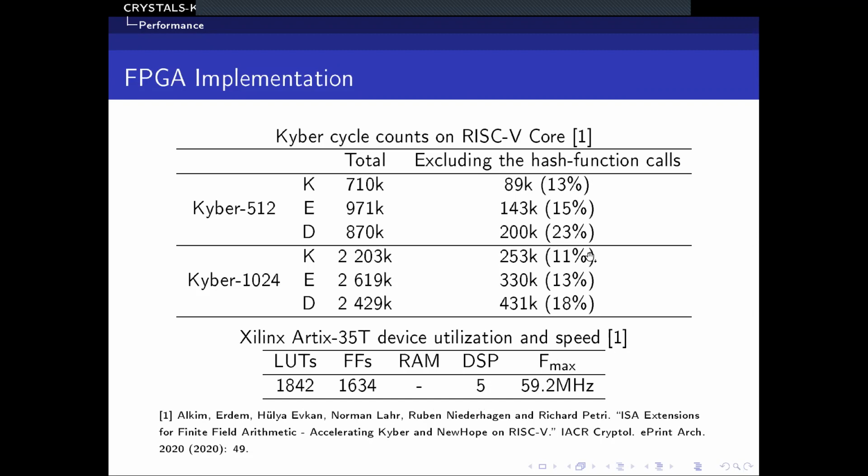Again, we can see that the most time-consuming part of the design is the catch-up, and as you see, without excluding the hash function, we have 30%, 15%, and 23% of the required clock cycles for key generation, encapsulation, and decapsulation, respectively, in security level 1.